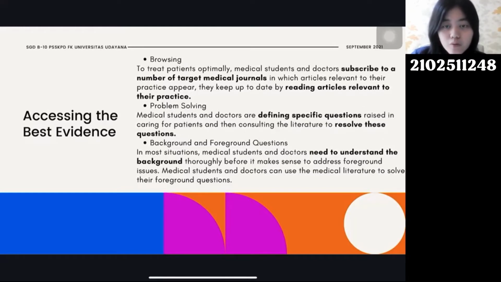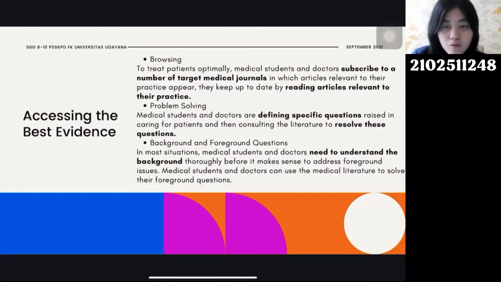The browsing approach uses medical writing and secondary journals, such as the New York Academy of Medicine, which keeps a list of available secondary journals. Second is problem solving, done by defining specific questions raised when caring for patients, then consulting the writing to resolve this question, and lastly by doing background and foreground questions.